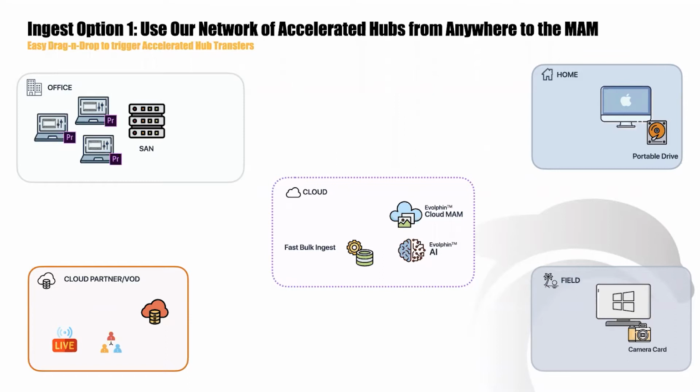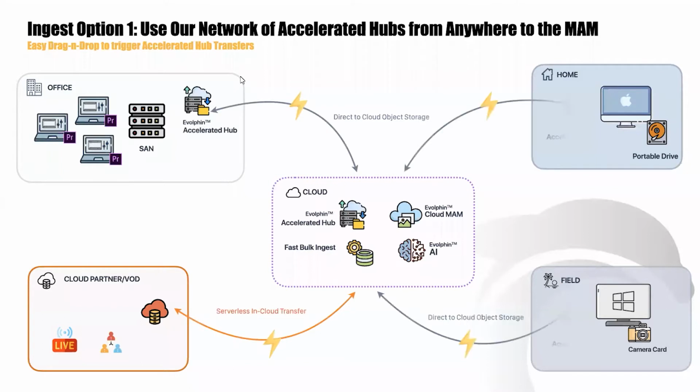And with us, since we are a SaaS provider, that is key to our offering. So for example, we have designed a system of hubs that allow all these various storage silos to be interconnected. So we can drop a hub anywhere. If you are in an office situation with lots of storage silos, SAN or NAS, this accelerated hub from Evolphin can run in a server.